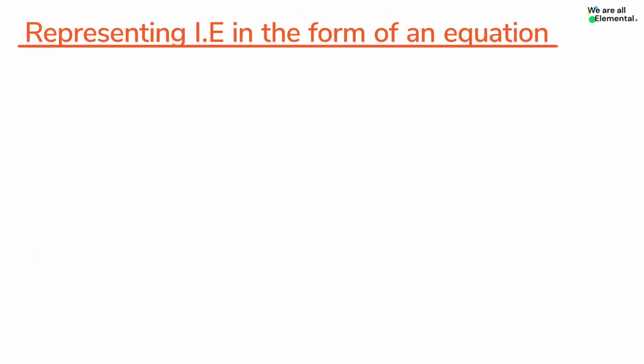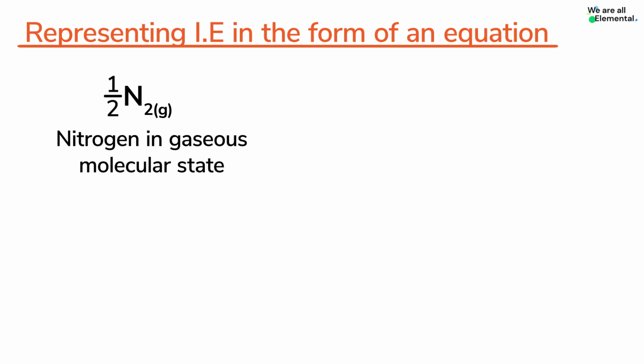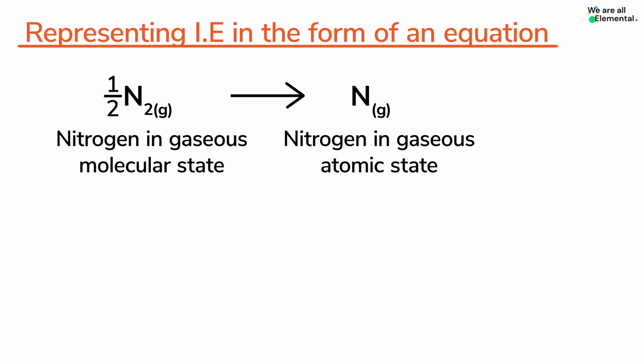So, when writing the equation for ionization energies, if the element is in a molecular state or liquid or solid state, it is important to first change it to its gaseous atomic state. Ionization energy is only measured when the element is in its gaseous atomic state. For example, N2 represents nitrogen in its gaseous molecular state. The molecule must be converted into its gaseous atomic state before measuring the ionization energy of nitrogen.